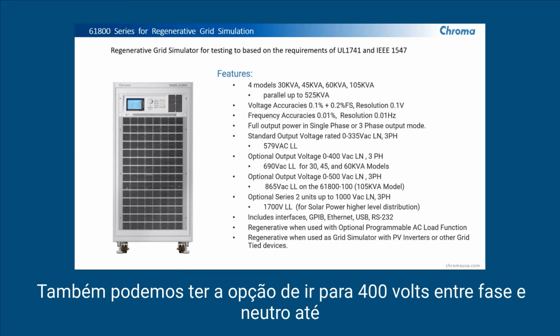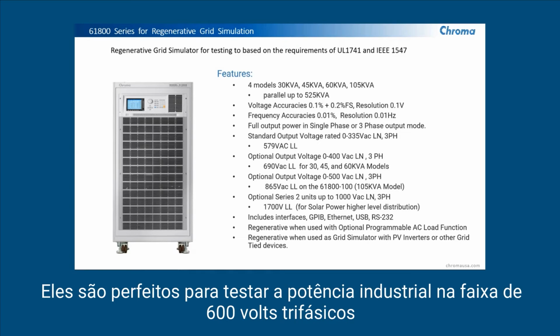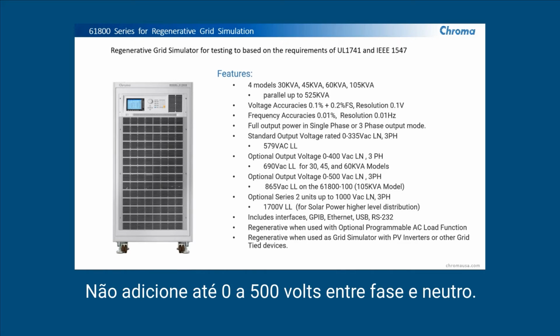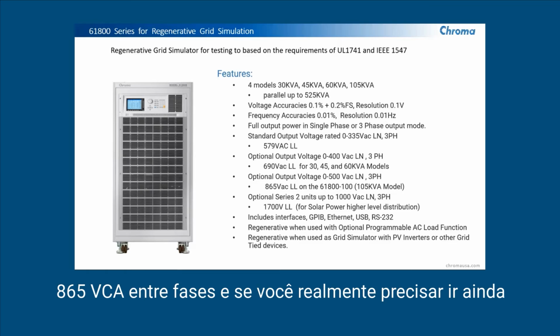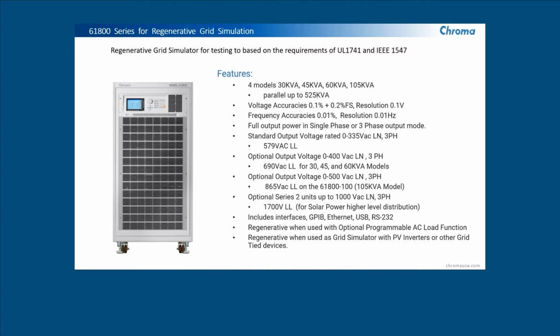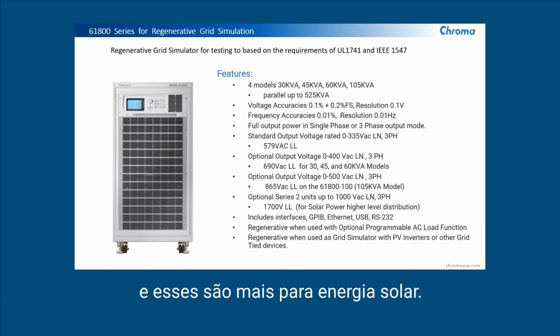We can also have the option to go to 400 volts line to neutral, get you up to 609 volts AC line to line. These are perfect for testing industrial power in the range of 600 volt three-phase. Then we can even take that higher with our 105 kVA unit up to 0 to 500 volts line to neutral, 865 volt AC line to line. And if you really need to go even further, we have the ability to put two in series to get you all the way up to 1,000 volt AC line to neutral and 1,700 volts line to line. And these are more for solar power high-level distribution.